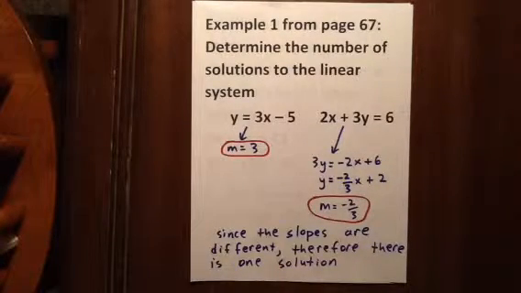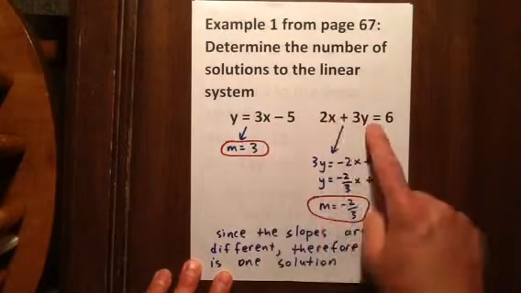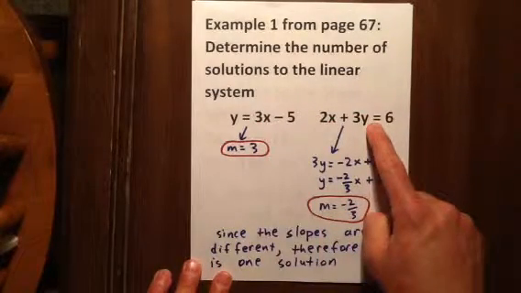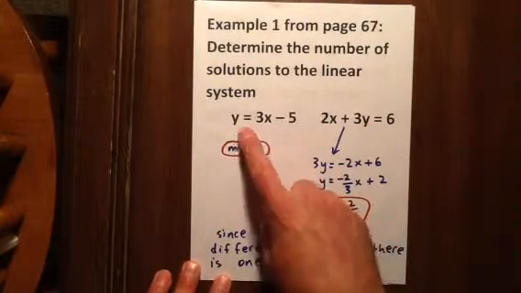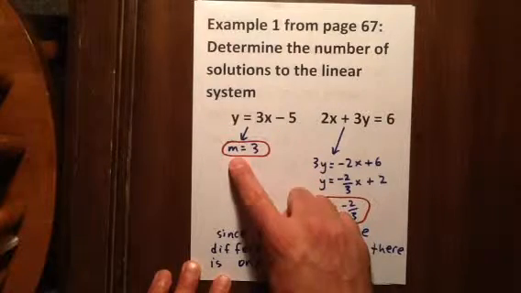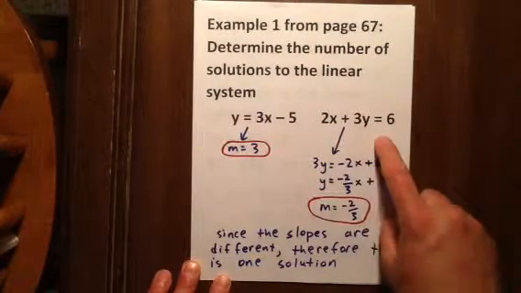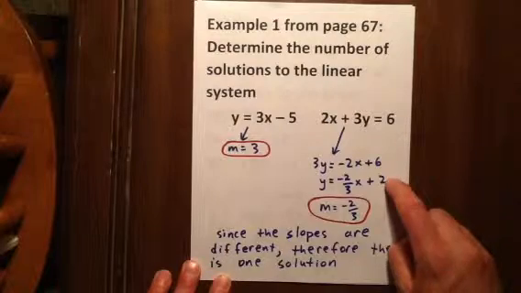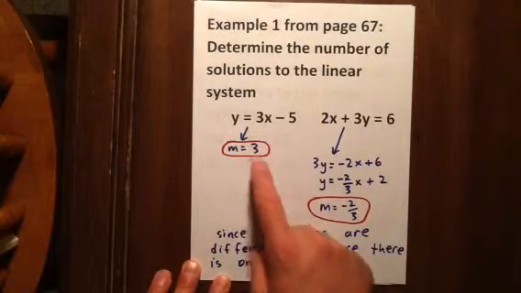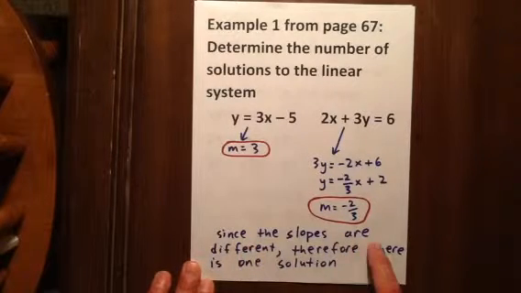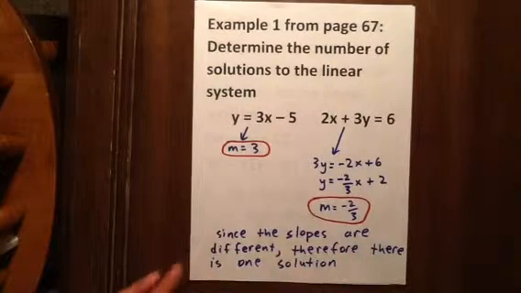Alright, well, the first question we're going to do asks us to determine the number of solutions to this linear system of equations. So what we're going to do is figure out which of those three situations we have. The first line has a slope of 3. The second line, after isolating for y, we see it has a slope of -2/3. Well, these slopes are different, and since the slopes are different, therefore, there's only one solution.